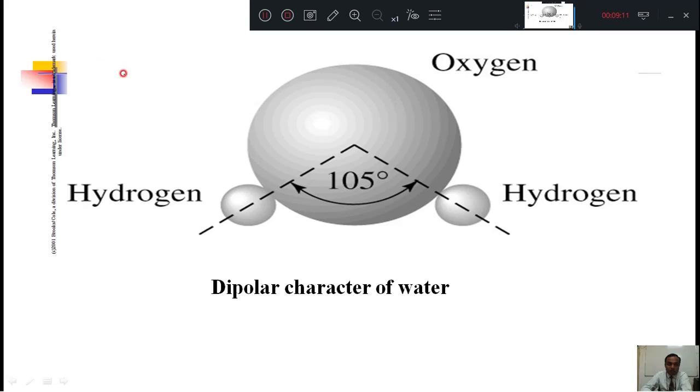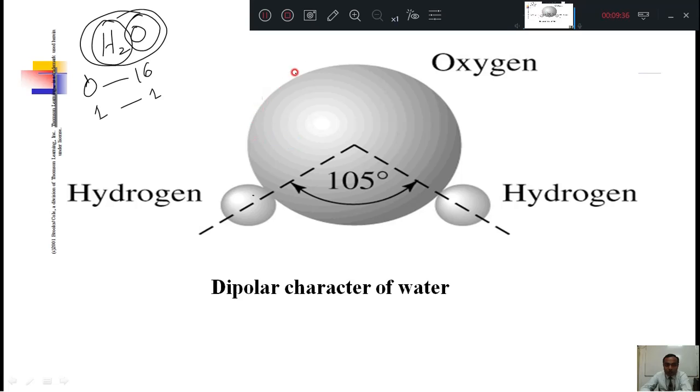Coming to the water, we will understand the nature of the water. Water is made up of H2 plus O. But how will it look? It will look this way. The oxygen is the bigger one and hydrogen is the smaller one. How can I say this? Because the molecular mass of oxygen is 16 and hydrogen is 1. Therefore, oxygen is always bigger and hydrogen is smaller.